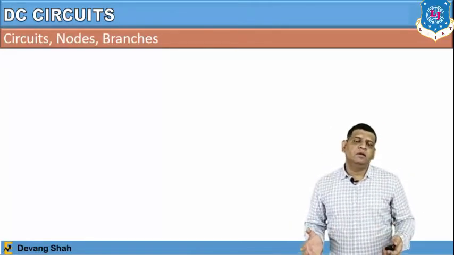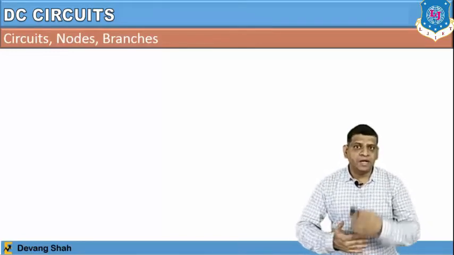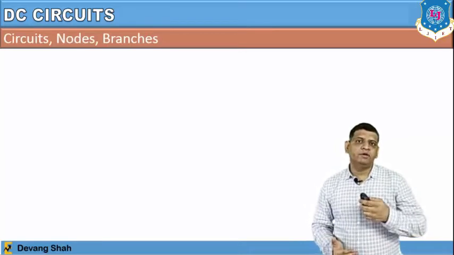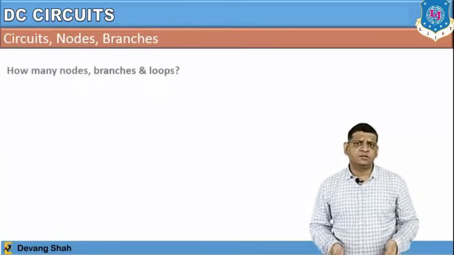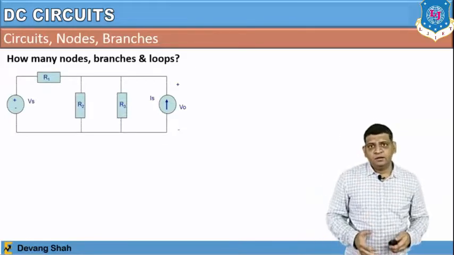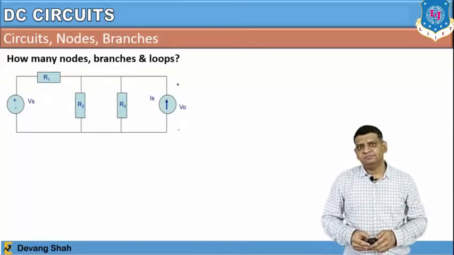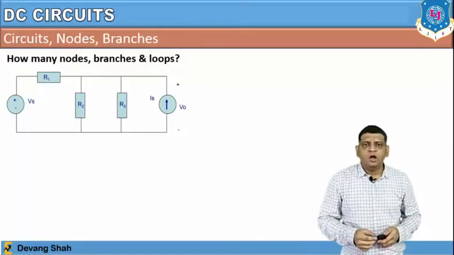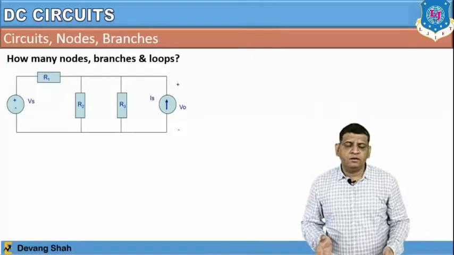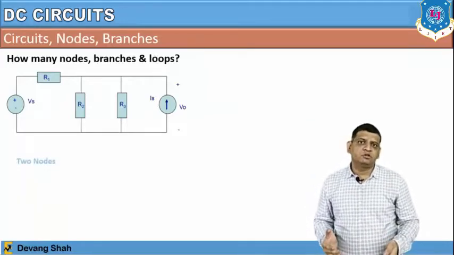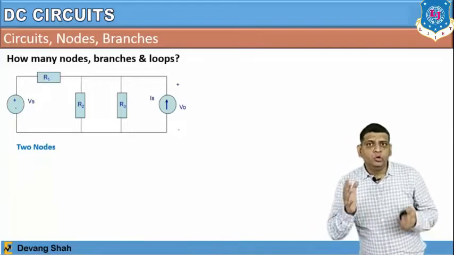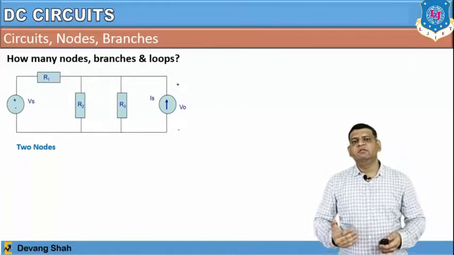How can you identify branches, how can you identify nodes, right, and how can you identify the loops? So first let's start with the nodes. You can see this circuit. Can you find how many nodes there are? Yes, can you guess how many nodes there are? Most of the students make a mistake, saying that there are three nodes, but ultimately there are two nodes, right? See, I already told you a node means three or more wires are connected at a single point, right?